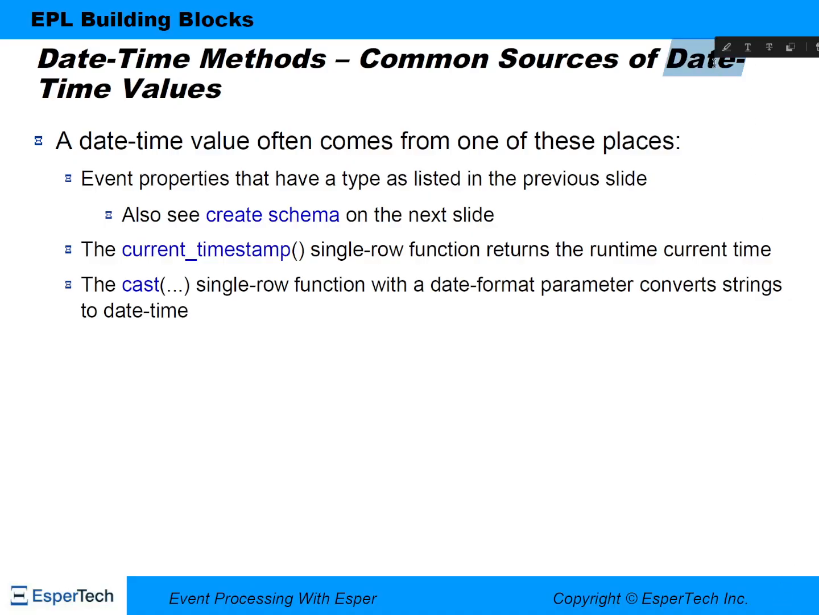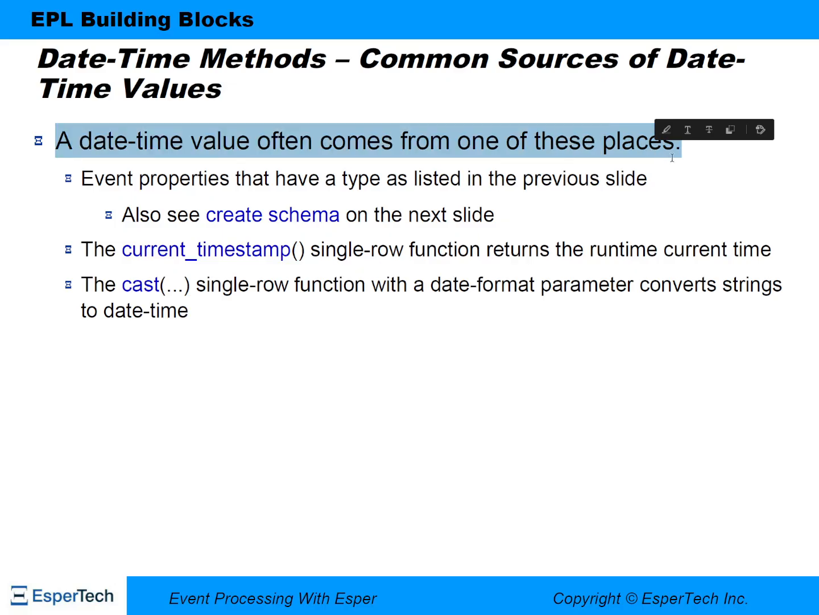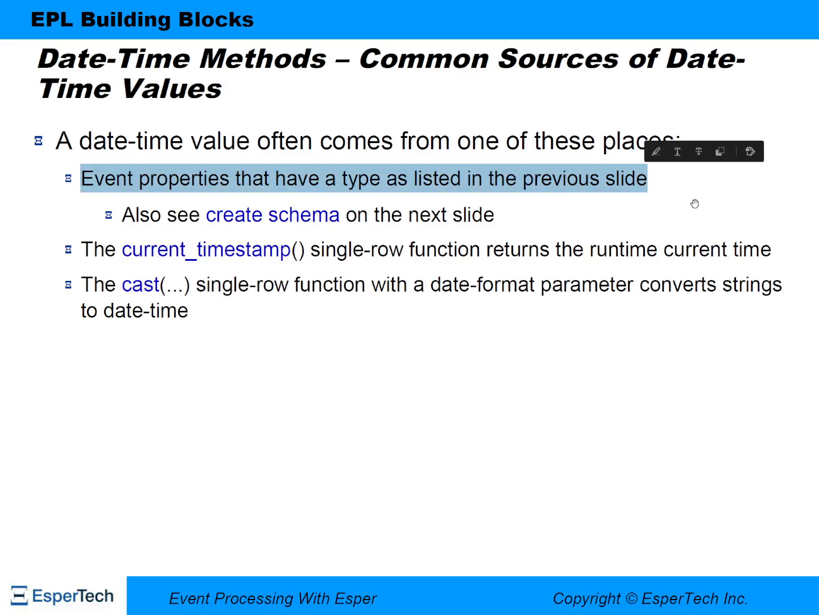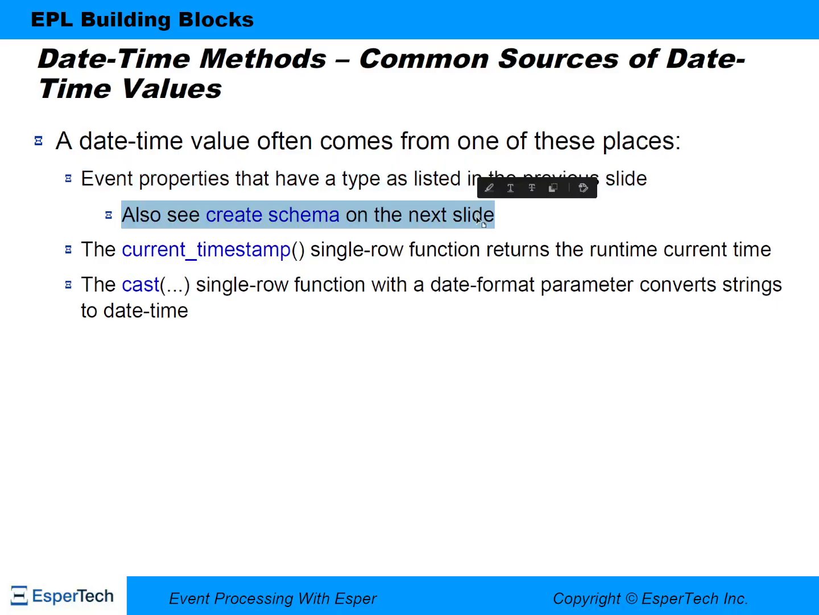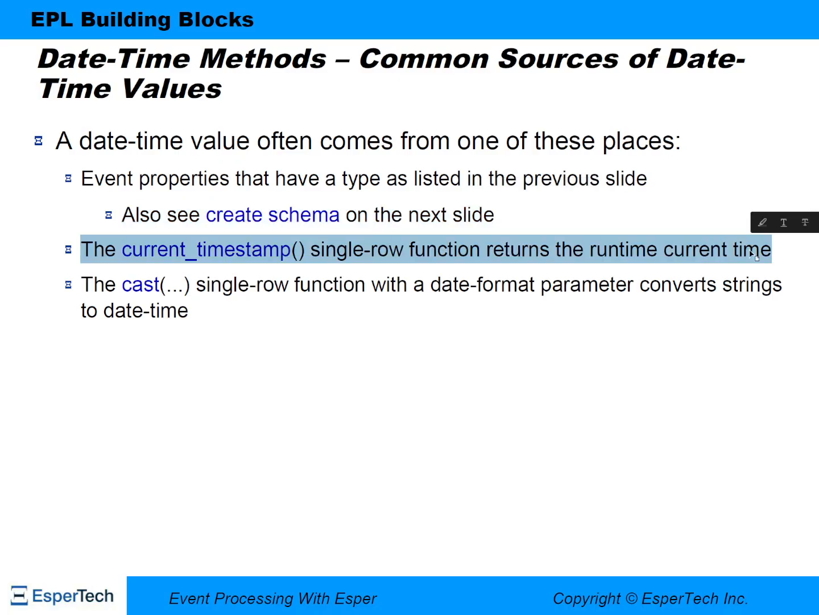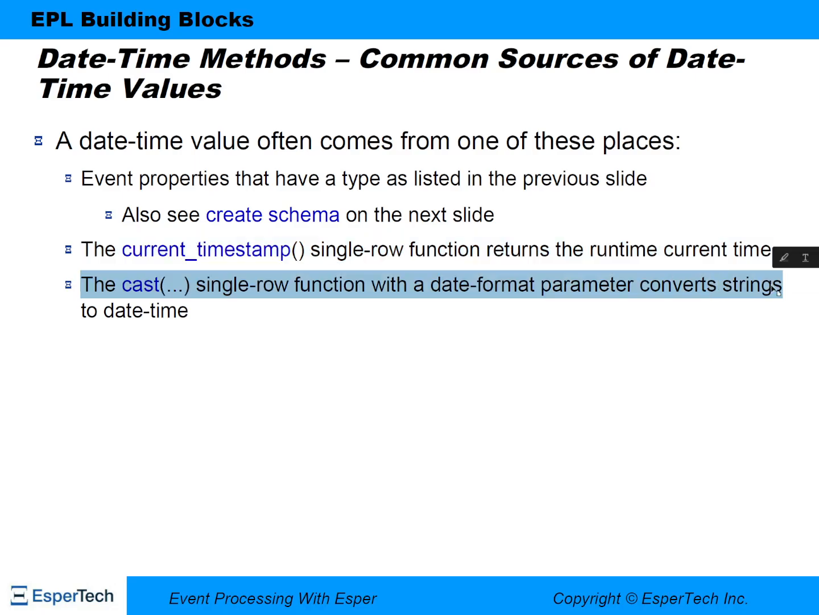This slide presents common sources of datetime values. A datetime value often comes from one of these places. Event properties that have a type as listed in the previous slide. Also see create schema on the next slide. The current_timestamp single row function returns the runtime current time. The cast single row function with a date format parameter converts strings to datetime.